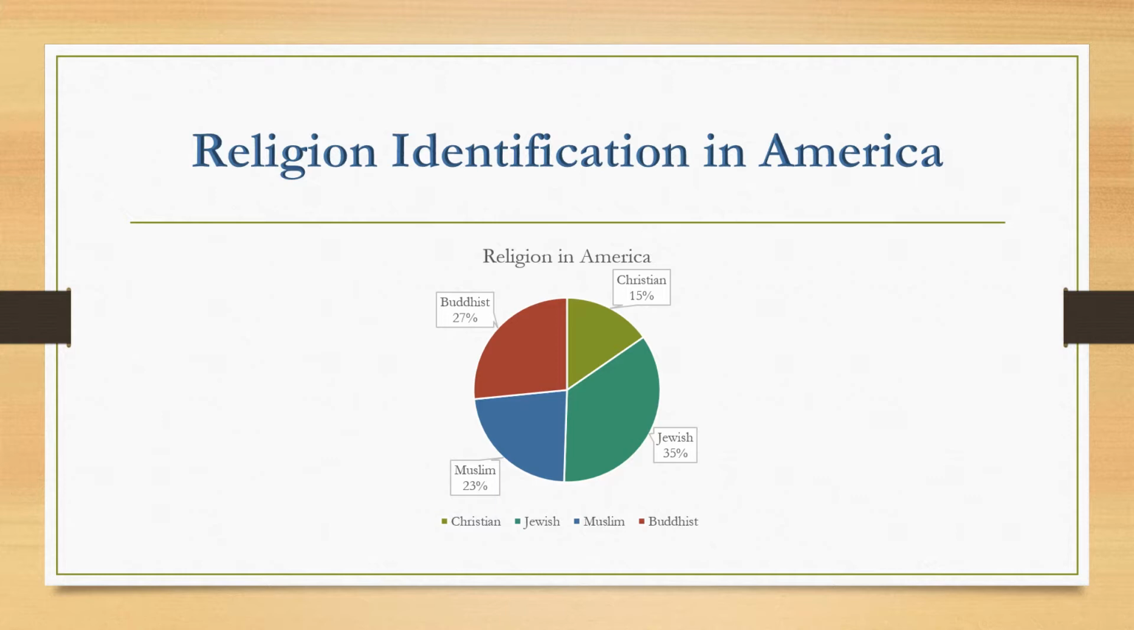This pie chart is mostly important because it helps us understand why we have so many different religious architecture here in America. As you can see in the pie chart, we have a variety of religion. Therefore, there will be a variety of religious architecture.